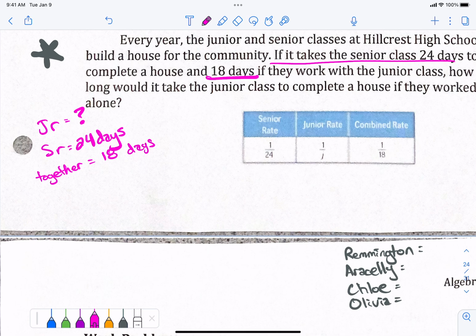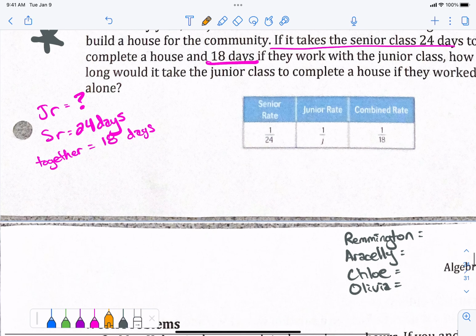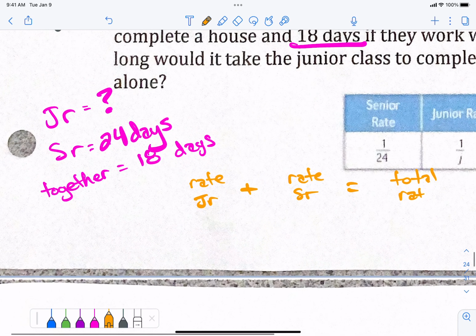Here's how you figure this out. Again, they have this box here. You can see how that relates to our equation, but we're going to have the rate of the juniors, and we're adding that to the rate of the seniors to make a total rate. We're talking about rate again, which is kind of like the problem above. Let's talk about the seniors, for example.